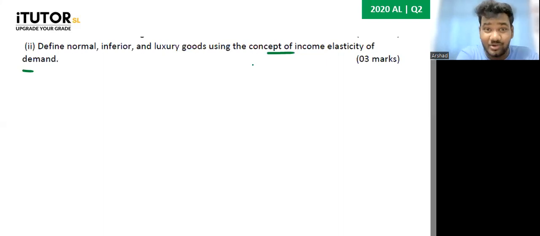You can say a normal good is a good that has a positive income elasticity of demand. Then what is a luxury good? A luxury good is a good that has a positive income elasticity greater than 1. What is an inferior good? An inferior good is a good that has an income elasticity which is negative, or a negative income elasticity. Can you all handle something like that? So 3 simple lines on 3 points. Okay, the interpretation is what you need to write.